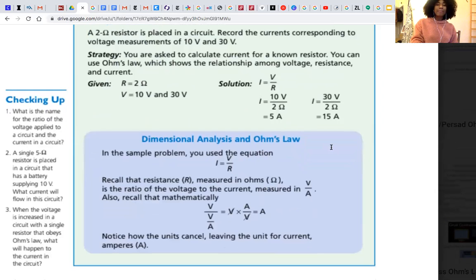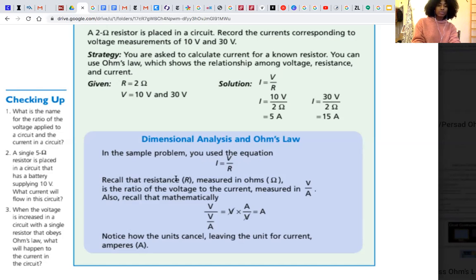And here is the dimensional analysis for Ohm's law. Basically, dimensional analysis is just saying, how do I go from volts and ohms to amperes? I'm confused, right? So that is what they show you. In the sample problem, you use the equation I equals V divided by R, or current equals volts divided by resistance.